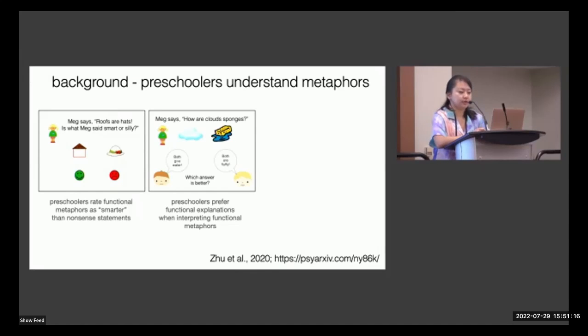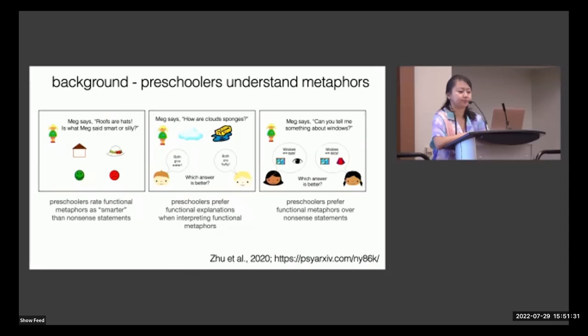We've also shown, and this conceptually replicates some of Dedre's work, that preschoolers prefer functional explanations when interpreting functional metaphors. So they really are recognizing the abstract similarities within these metaphors. And finally, when you directly pit these functional metaphors against nonsense statements, kids prefer functional metaphors over nonsense statements. They prefer an answer like windows are eyes, where windows and eyes share some sort of functional similarity, over a nonsense statement like windows are skirts.